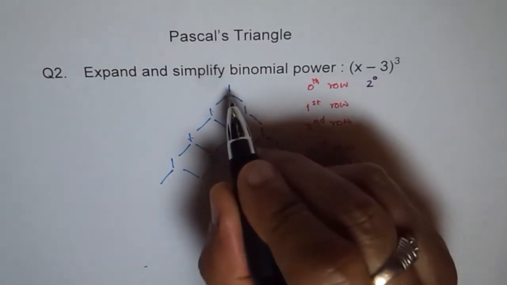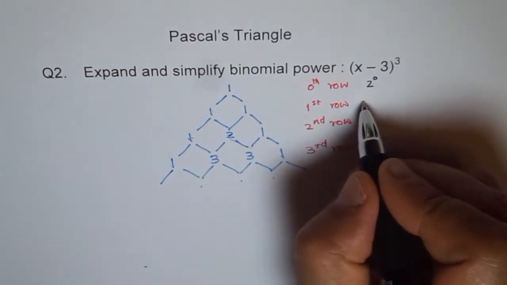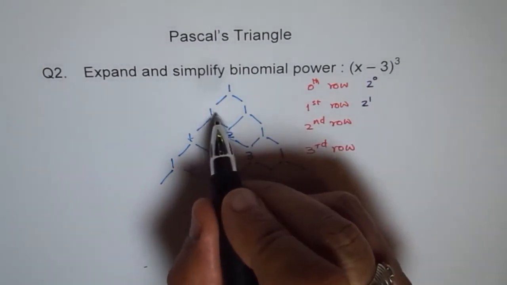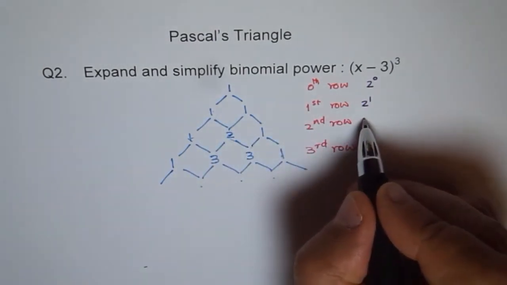2 to the power of 0 is 1. So we got only one element here. What is 2 to the power of 1? We got 2 terms here, 1 and 1, 2 terms. What is 2 to the power of 2?